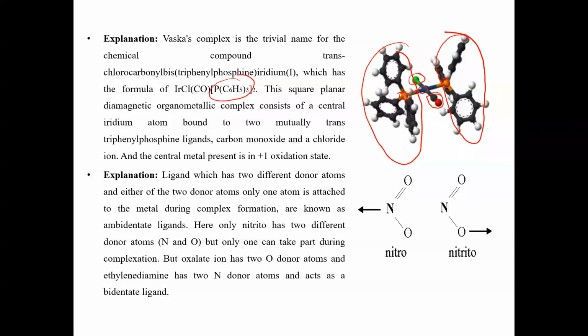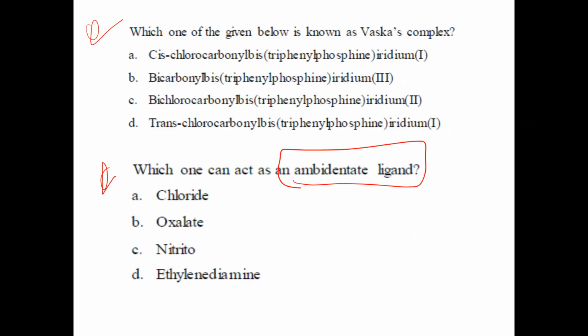So what will be its name? Its name will be trans chlorocarbonyl, because there are two bulky ligands here, bis(triphenylphosphine)iridium, and the oxidation number is 1, right? So basically it is a square planar complex. Okay, so what will be the right answer? This one: trans chlorocarbonyl bis(triphenylphosphine)iridium(I).